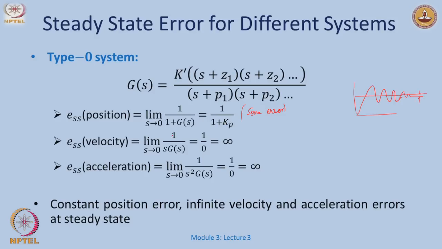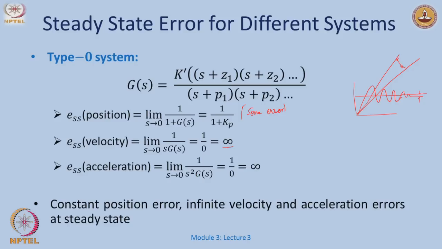Now, this system can never track a velocity signal. Why? Because the steady state error is computed in this way: limit s going to 0 of 1 over s times G(s), and this is infinity. So, at steady state it will never be able to track a signal which is like this. The error will keep on increasing as we keep on moving further. Similarly, it will also never be able to track a parabolic input. So, the acceleration error will also be infinity.